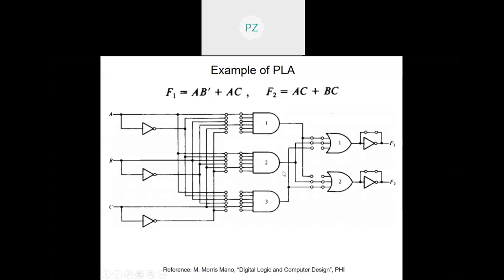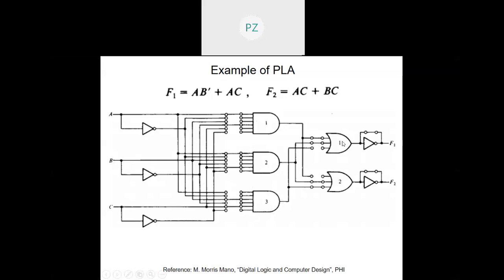Likewise, I'll generate AC here, and I'll also see that AC is common in both. So you see this is A, this is A, and this is C. So I get AC here, which will be used at two places. And then another term that I must generate is BC. So you see this takes B and this takes C. So I get BC here.